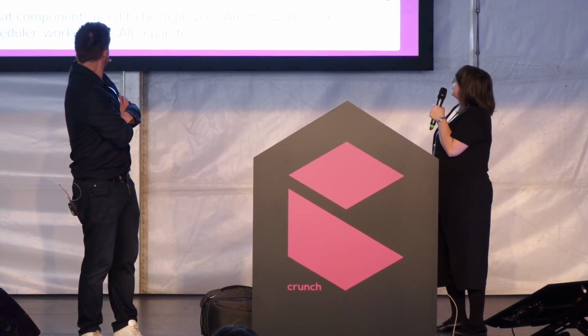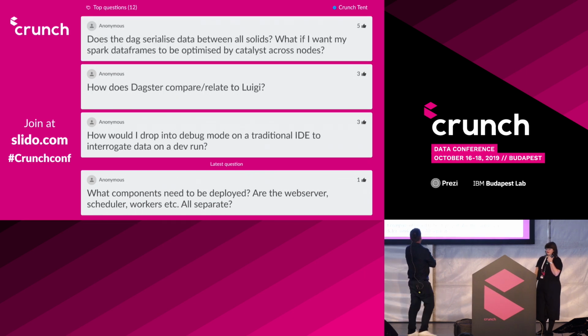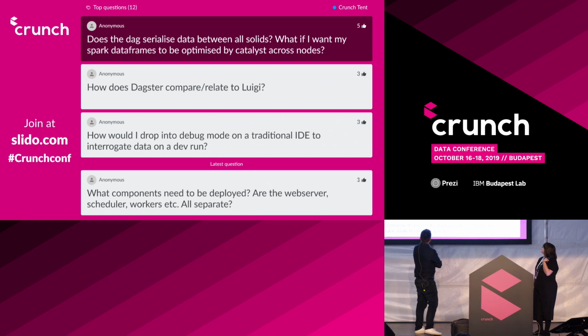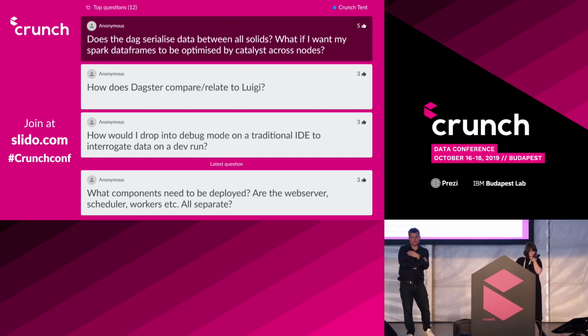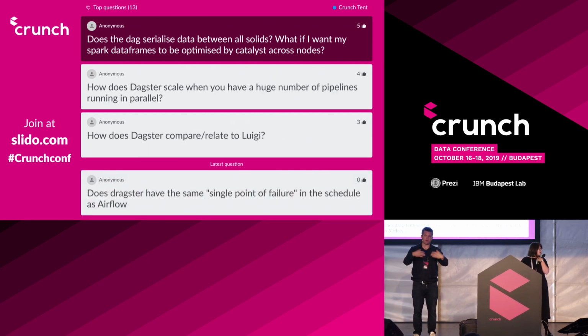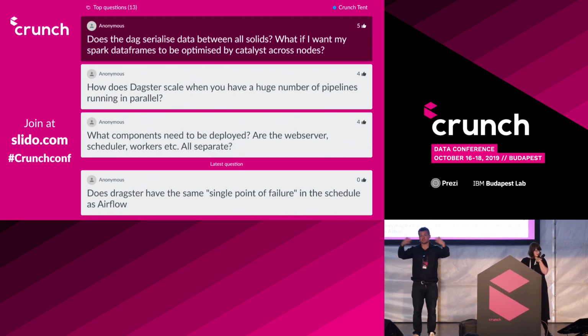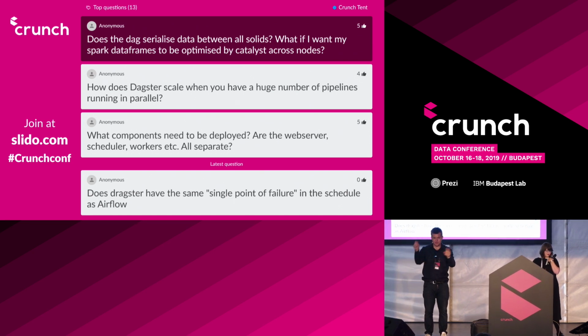Does the DAG serialize data between all solids? What if I want my Spark data frames to be optimized by Catalyst across nodes? Ooh, that's a great question. So as far as I know, does Dagster serialize the data between solids? The answer is yes. That's part of its capability. So you can express things in terms of inputs and outputs or data frames, and then the system will be responsible for serializing the contents of those things so you can pass them from node to node.